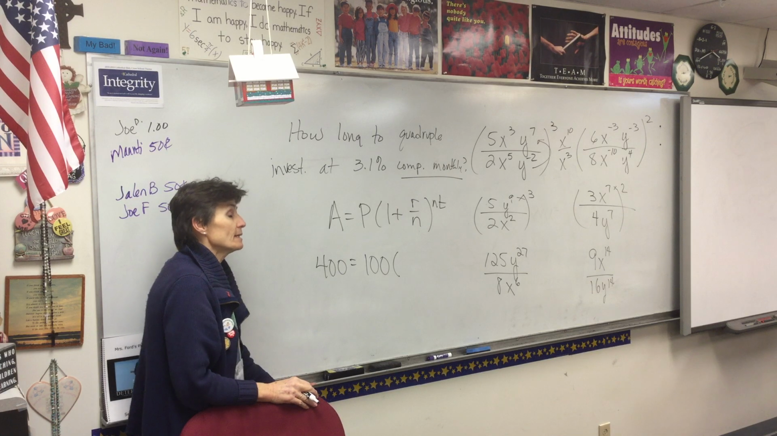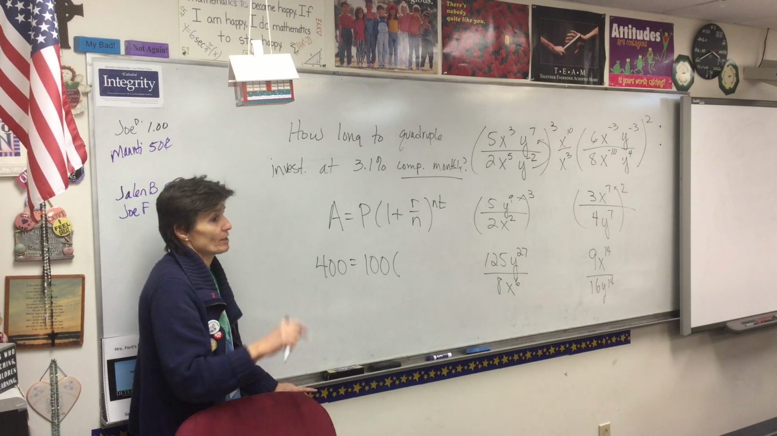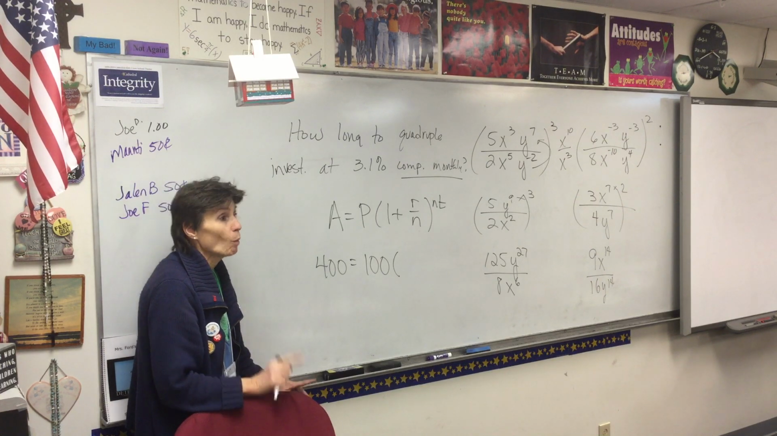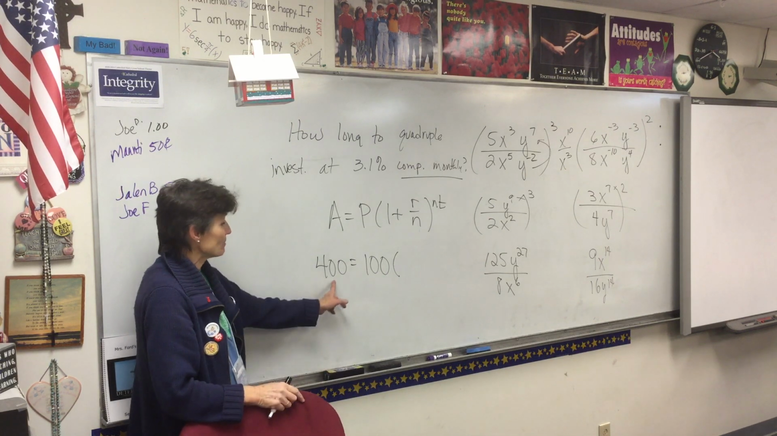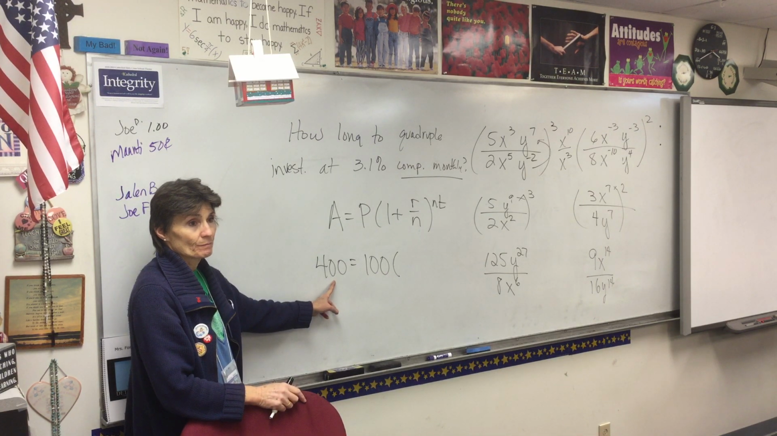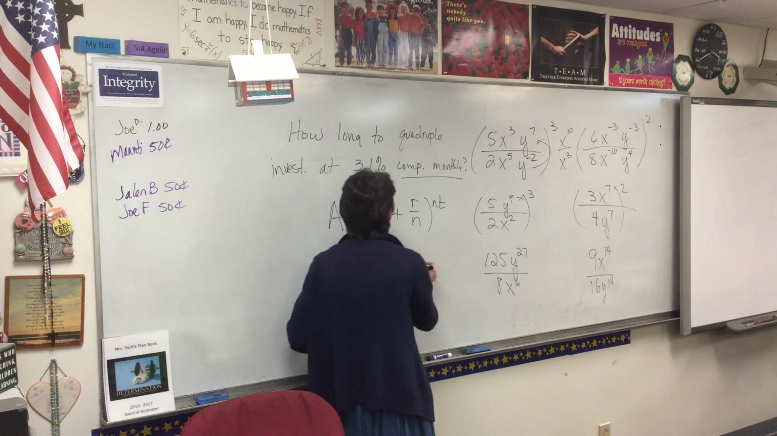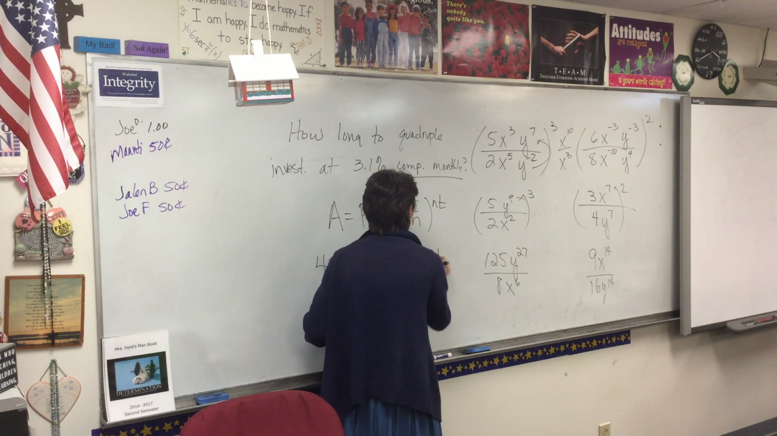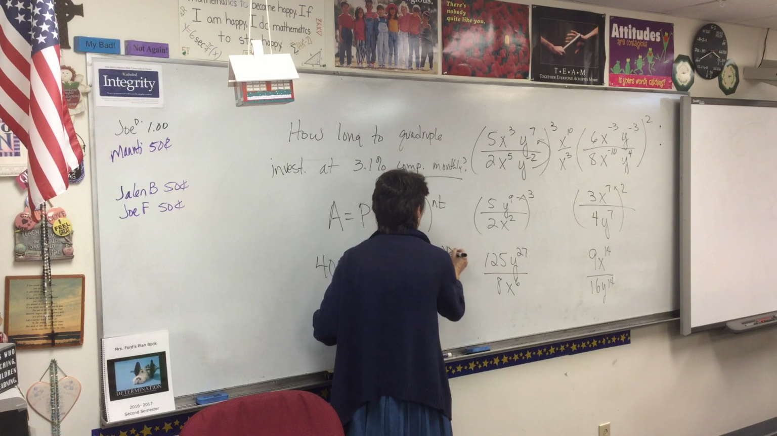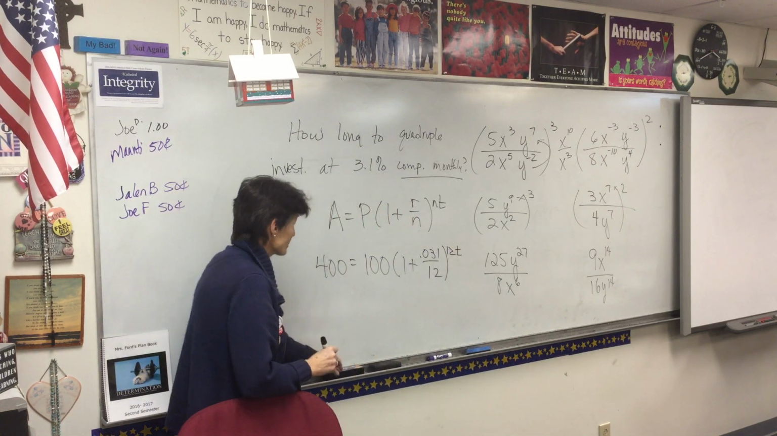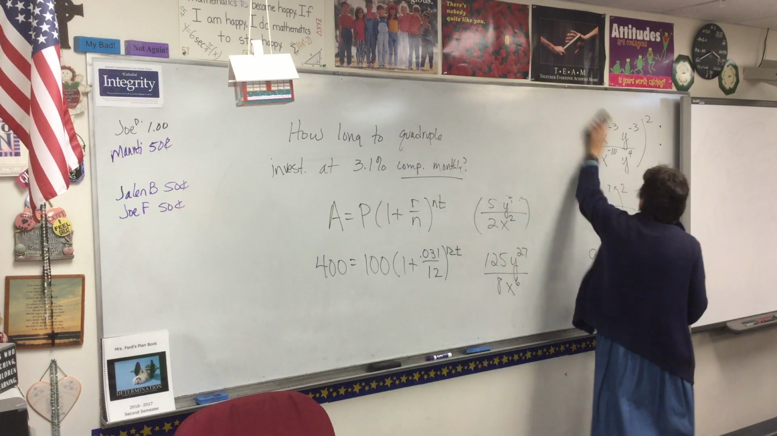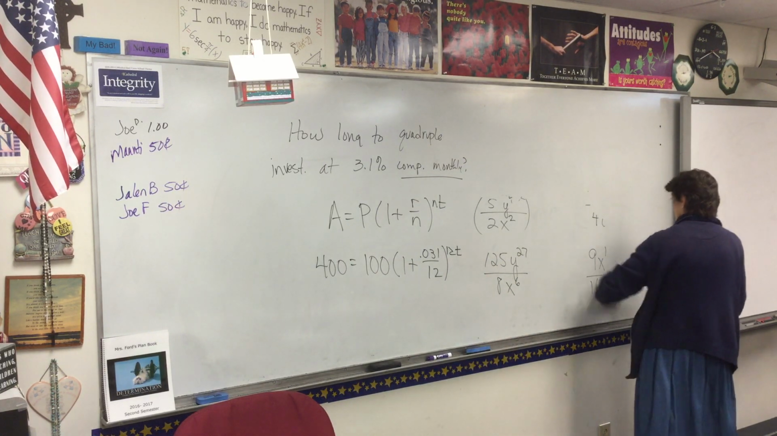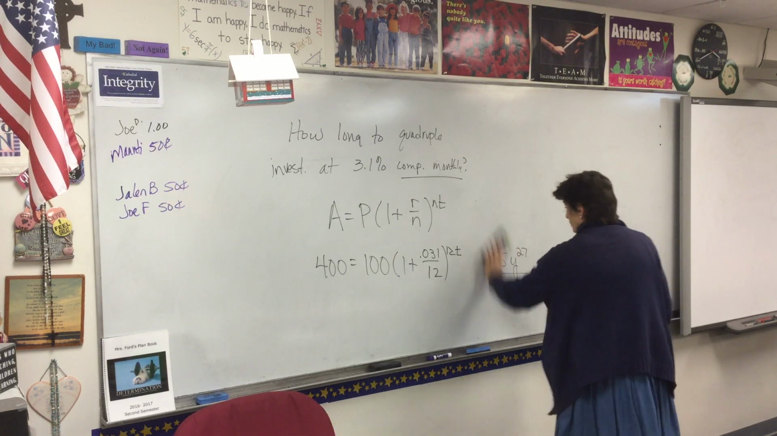Now, kids, I don't want you to be confused by this. Pick whatever you want. He picked 100. That's fine. Pick 1, pick 10, pick 1,000,000. I don't care what you start with. Pick a number, and then this is going to be 4 times it. My interest rate is 0.031. We already said N was 12. So that is our setup. Then you divide by the 100 and you get 4.